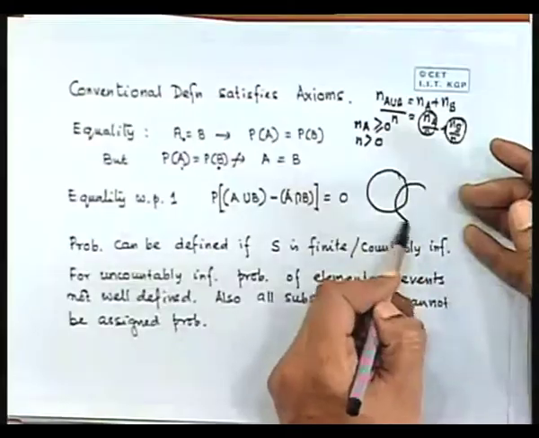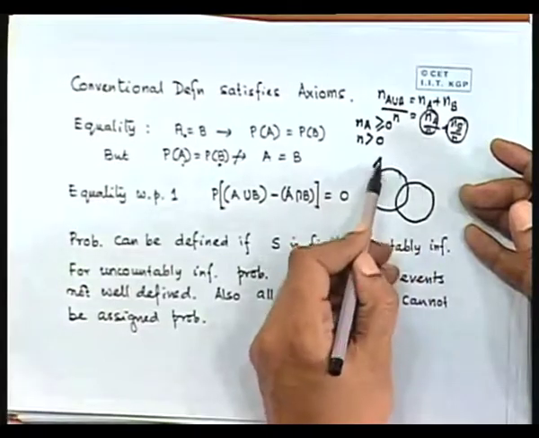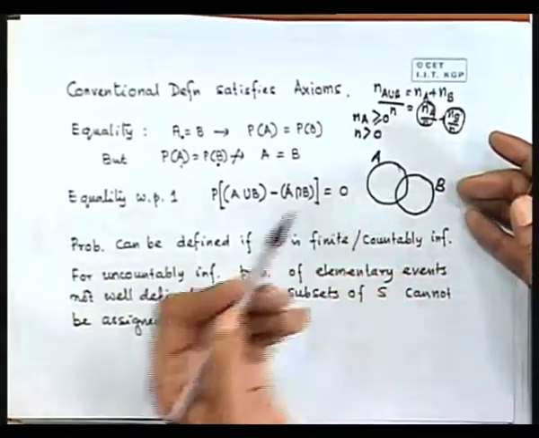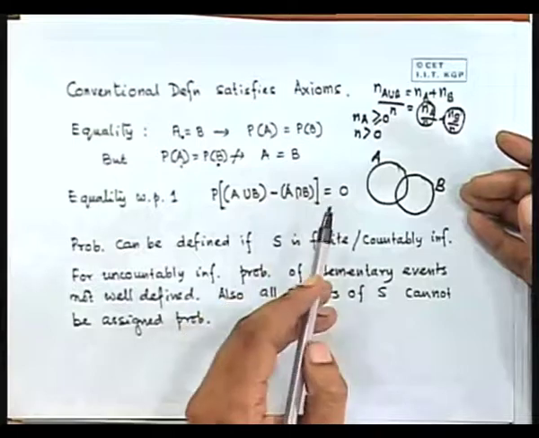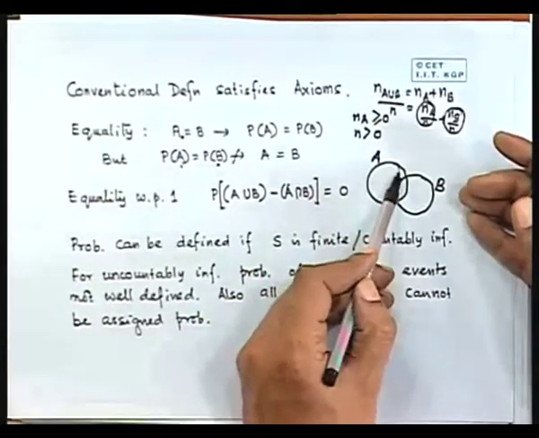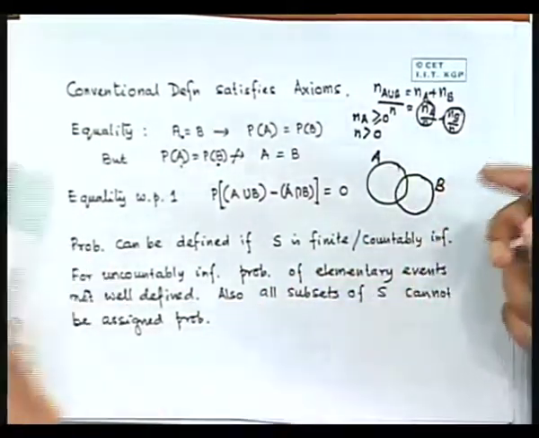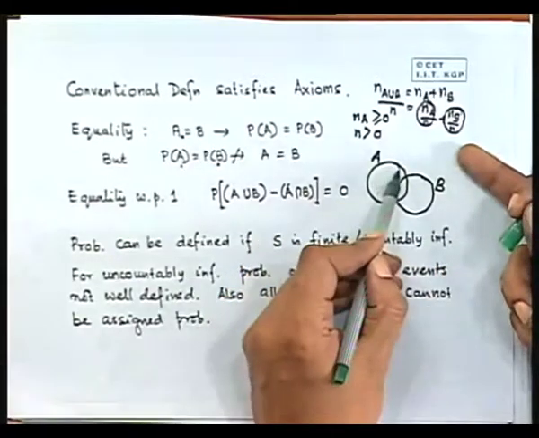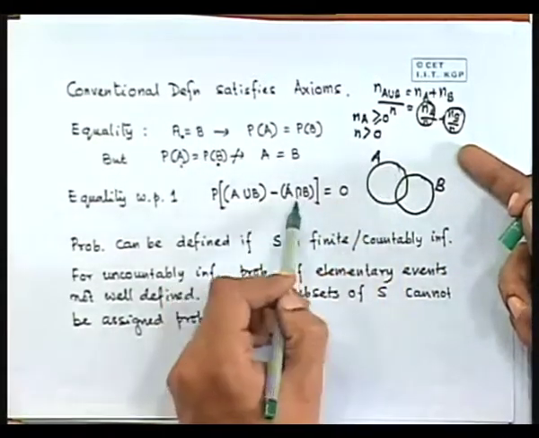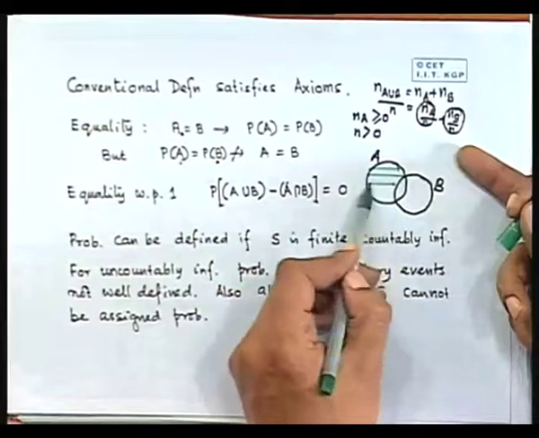It means that the probability of, say, you have learned about Venn diagrams. So this is A and this is B, right? So what is A union B? A union B is what is A union B minus A intersection B? It is this one.